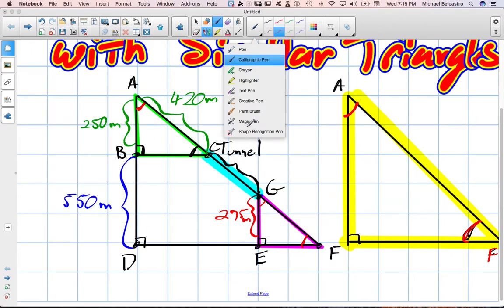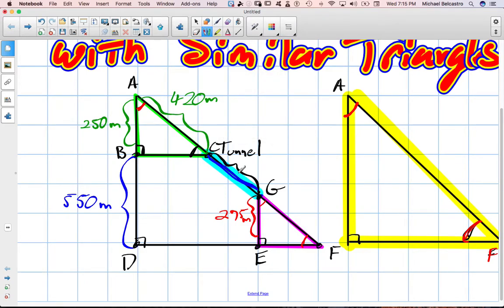The key here is we're going to need to find the distance of this tunnel. In order to figure that out, we need the hypotenuse of the magenta triangle and the hypotenuse of the longer yellow triangle. Then we take the hypotenuses of the green triangle and the magenta triangle and subtract them from the hypotenuse of the yellow triangle to get the tunnel. There's quite a bit of work in this question.